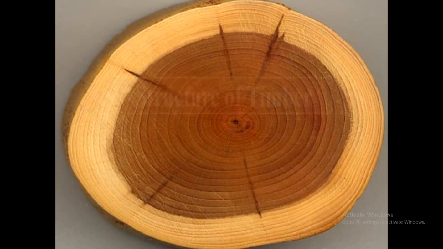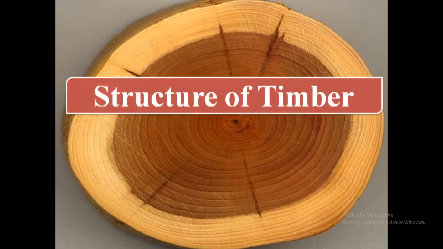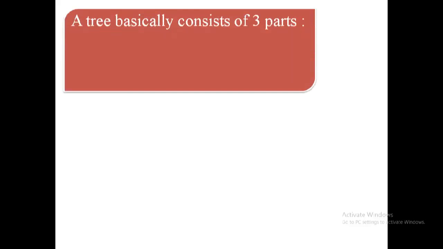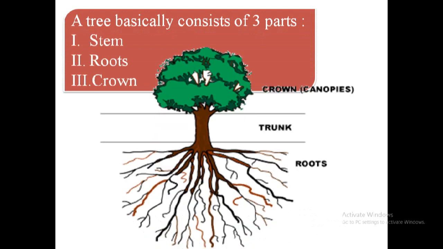In this video we will discuss the structure of timber. As we know that we get timber from trees, so firstly we will see the parts of a tree. A tree basically consists of three parts, that is stem, roots and crown. So in this image we can see the parts of the tree: this is the crown, this is the stem and these are the roots.